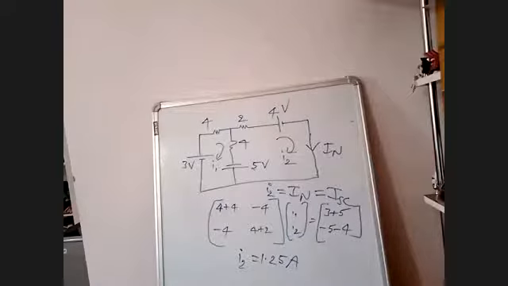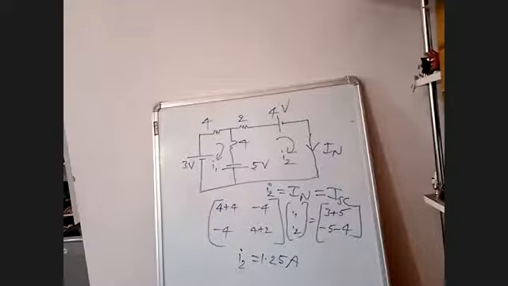I2 is equal to delta 2 by delta. Calculate and verify. You know how to calculate I2. I2 is equal to delta 2 by delta. You should get that. In your textbook, they have given 1.25 ampere. Yes, sir. 1.25 ampere. 40 by 32. Okay.